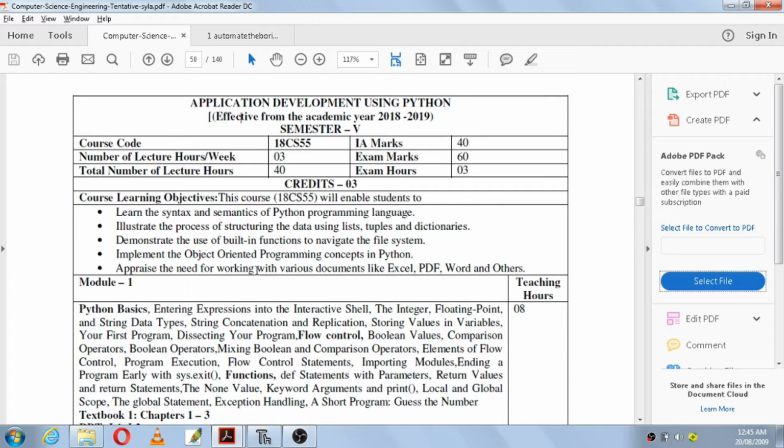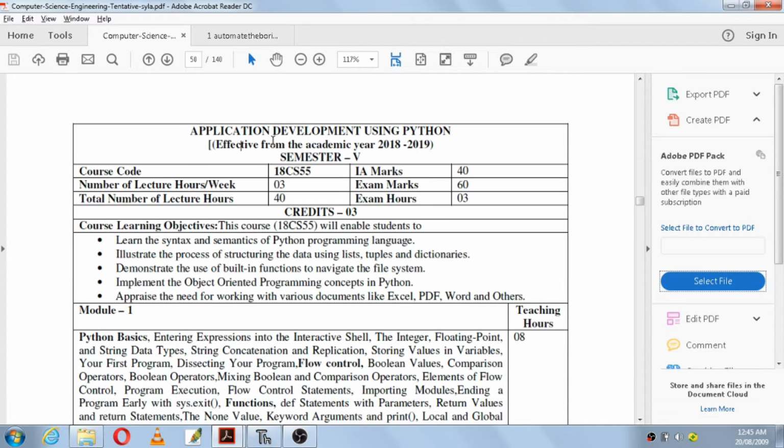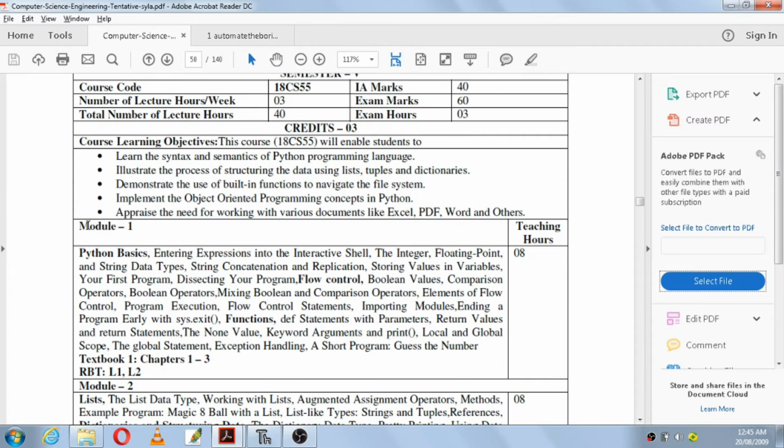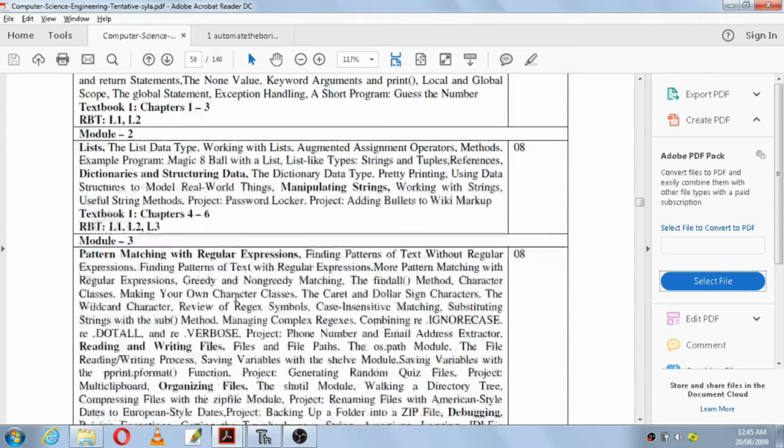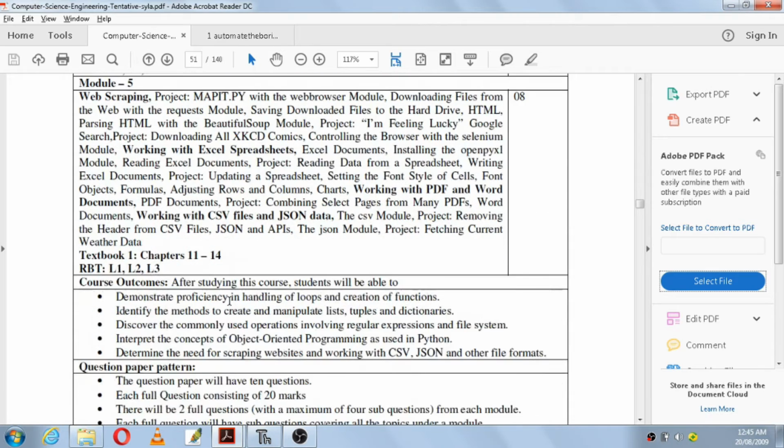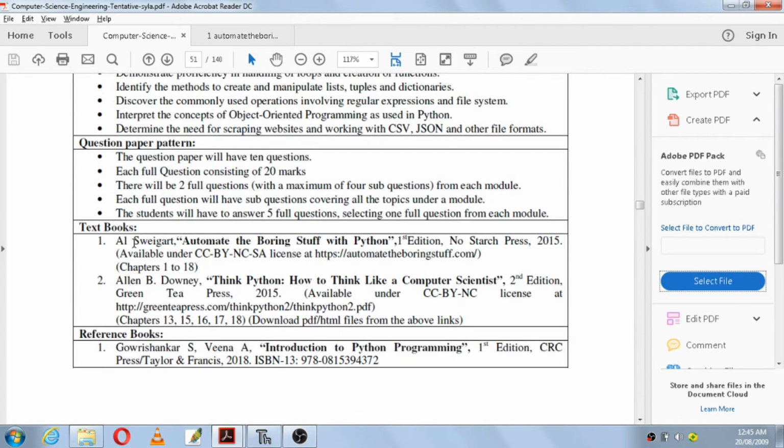Hello students, today we'll be starting with the syllabus of the subject, that is Application Development using Python. The course code is 18CS55, and we'll be starting with Module 1, that is Python basics. For this subject you have to use the textbook Automate the Boring Stuff with Python by Al Sweigart.